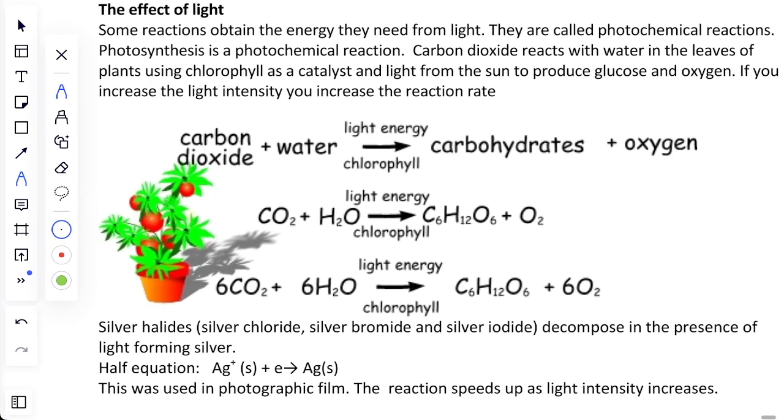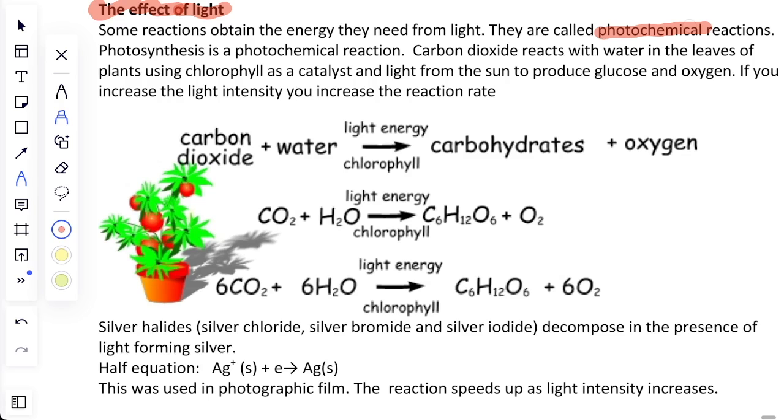Now, light is a very vital and important part of any type of chemical reaction, because some reactions get energy from the light, and this type of reaction is called a photochemical reaction. I want you to remember that any reaction that needs light or the presence of light is called a photochemical reaction. An example of this is photosynthesis.